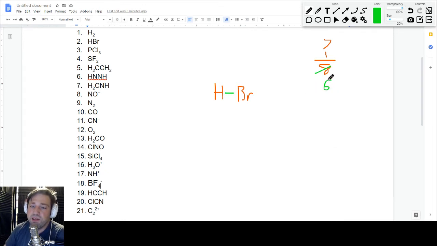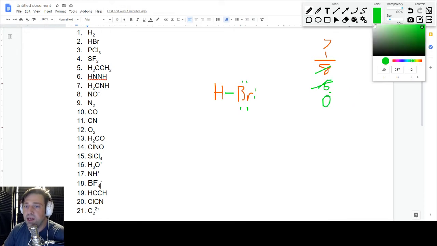Now we're going to assign these 6 electrons to the most electronegative atom. Out of hydrogen and bromine, which one's the most electronegative? Bromine. So now we fill up all the other electrons until bromine has that full octet, 8. Now bromine has 8, and we used 1, 2, 3, 4, 5, 6. We've used all of them. We have 0 electrons left.